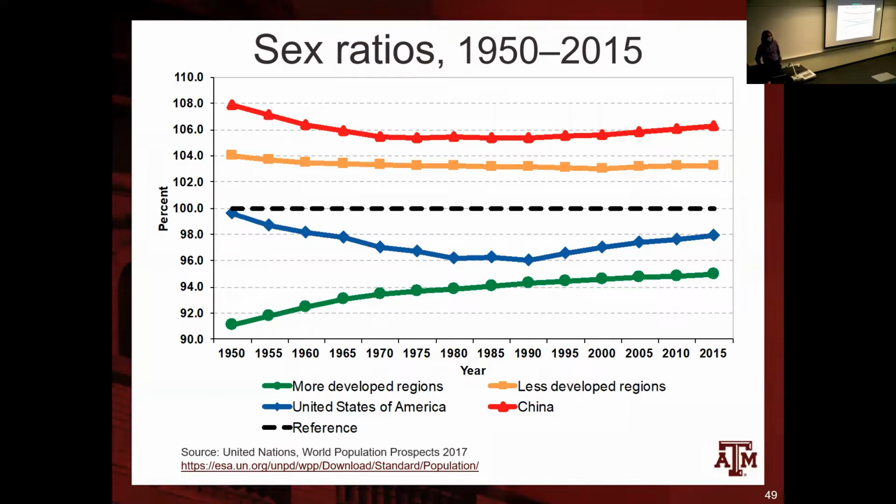Hello, good afternoon, everybody. We will continue here today on the chapter about age and sex composition.